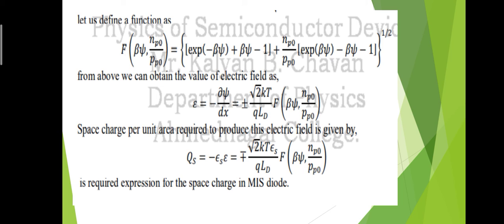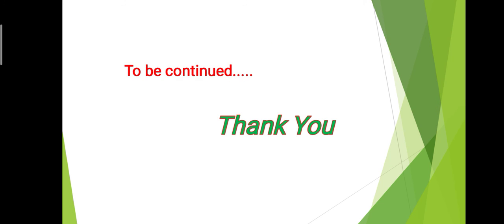So here is the expression. Now in this way we have covered all the theory about the metal insulator semiconductor diode and also the impact diode. So in this way we have covered all topics of this chapter, that is the fourth chapter, metal and metal insulator semiconductor devices. So with this topic we finish this chapter.